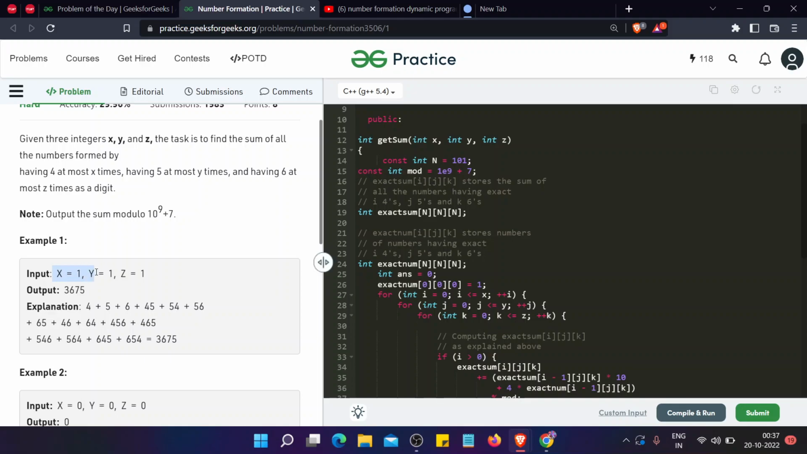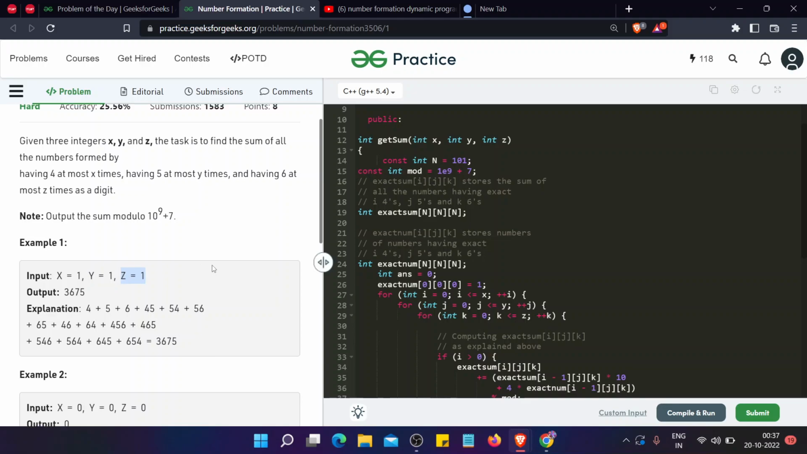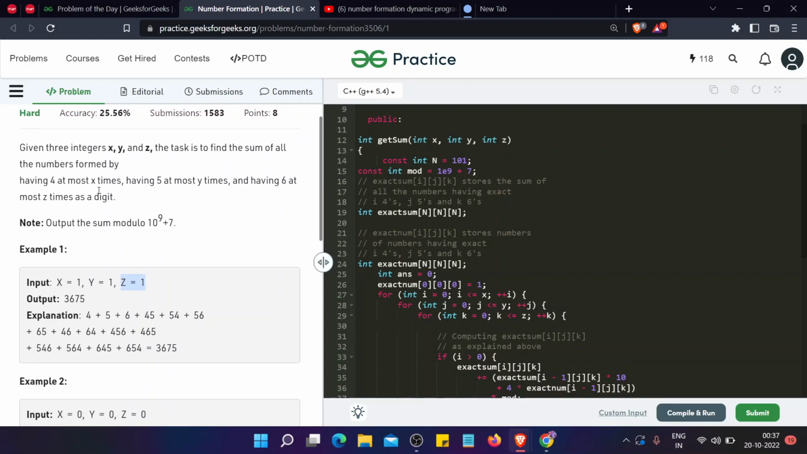Here we are given x equals 1, y equals 1, and z equals 1. So what it means is that we can have 4 at most one time, 5 at most one time, and 6 at most one time. So here I have taken 4 once and 5 and 6 zero times, and 5 once and 4 and 6 zero times. Similarly, in this I have taken 6 once, 4 once, and 5 once, and similarly in this I have taken 6 once, 5 once, and 4 once. So these are all the patterns that can be formed, and we are summing them up, and we have to return the answer.